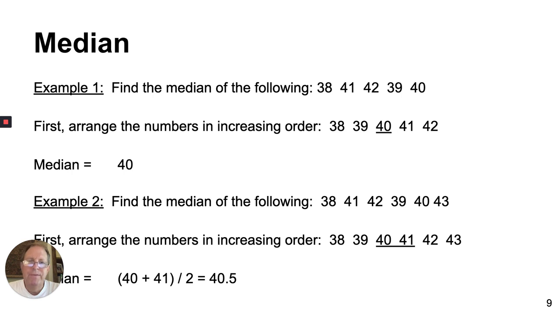Example 2, I've got an even number of objects. So I have to, again, arrange them in order. Since it's an even number, I have to take as my median the average of the two middle terms.